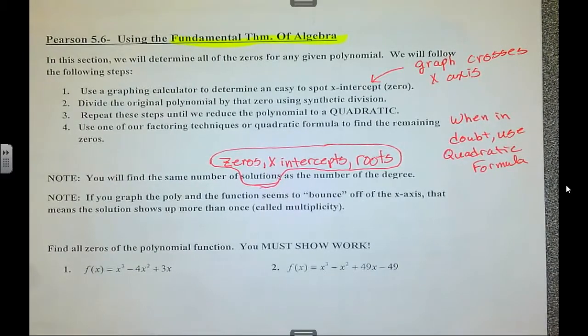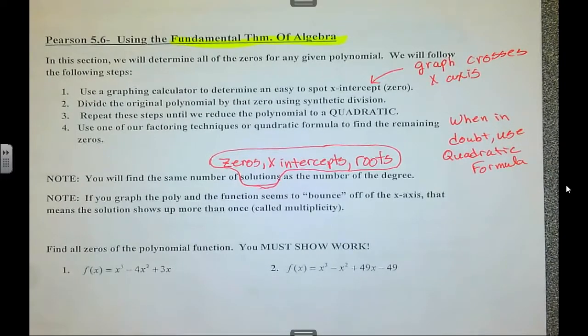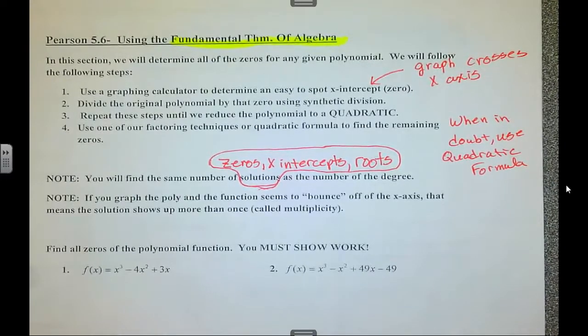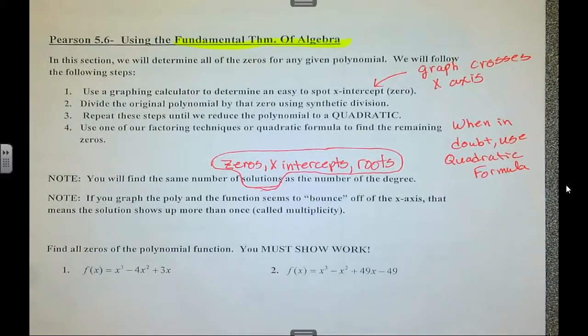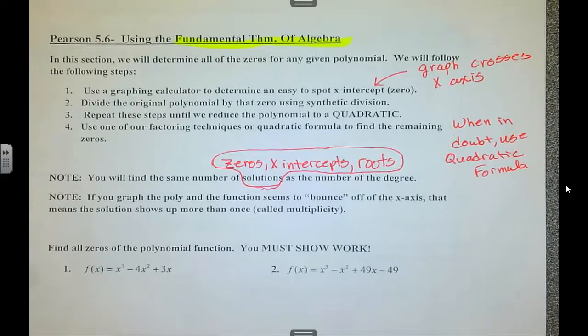Now, the FTA, the fundamental theorem of algebra, states, it actually tells us how many roots are in every polynomial, or how many it can have. For instance, if I have x cubed, how many zeros can I have? X cubed, x to the third. 3. I can have up to 3 roots or zeros.